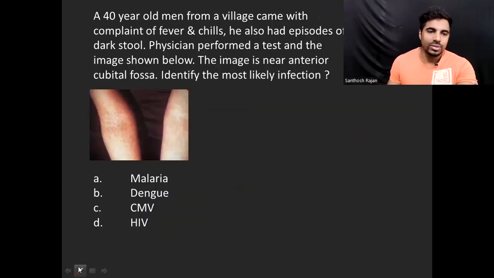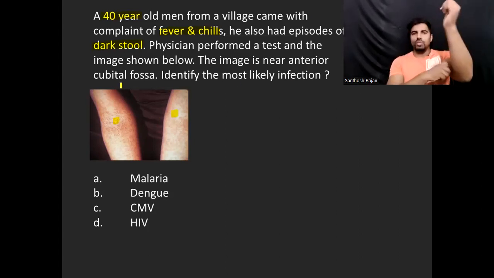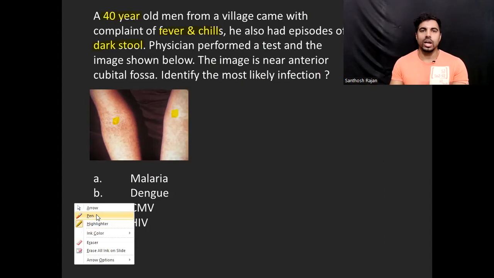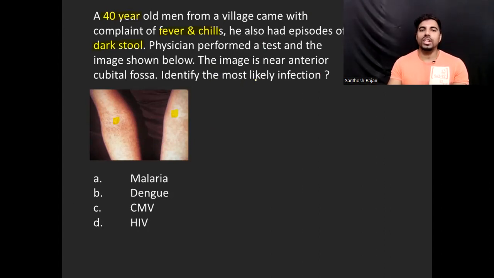Now let's look at this question. A 40-year-old man from a village came with a complaint of fever and chills. It could be anything. He also had an episode of dark stool. The physician performed a test and this image was shown. The image is near the anterior cubital fossa, with some rashes. Now we are going to see what it is. Identify the most likely organism.